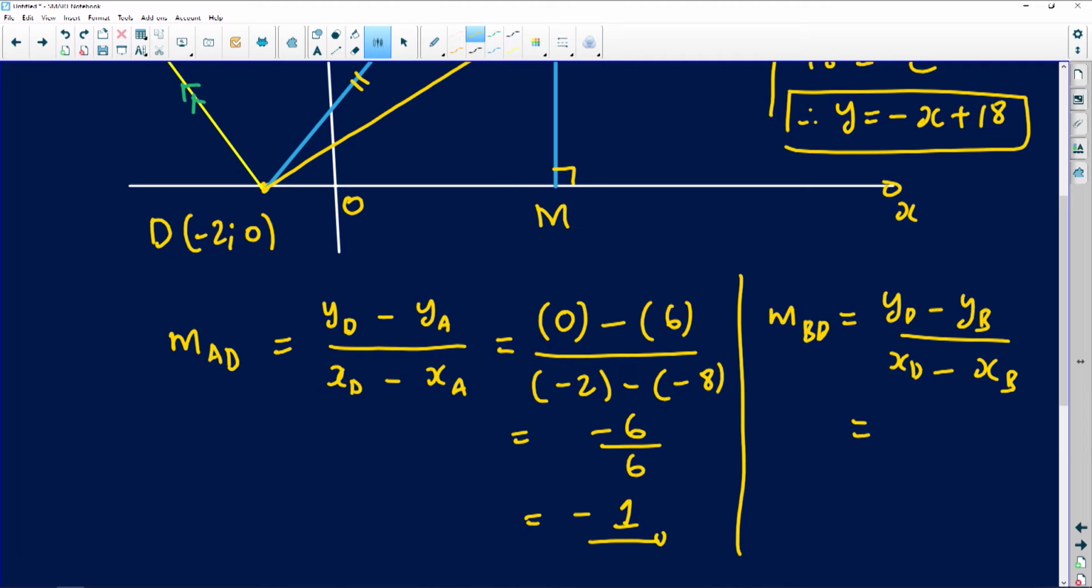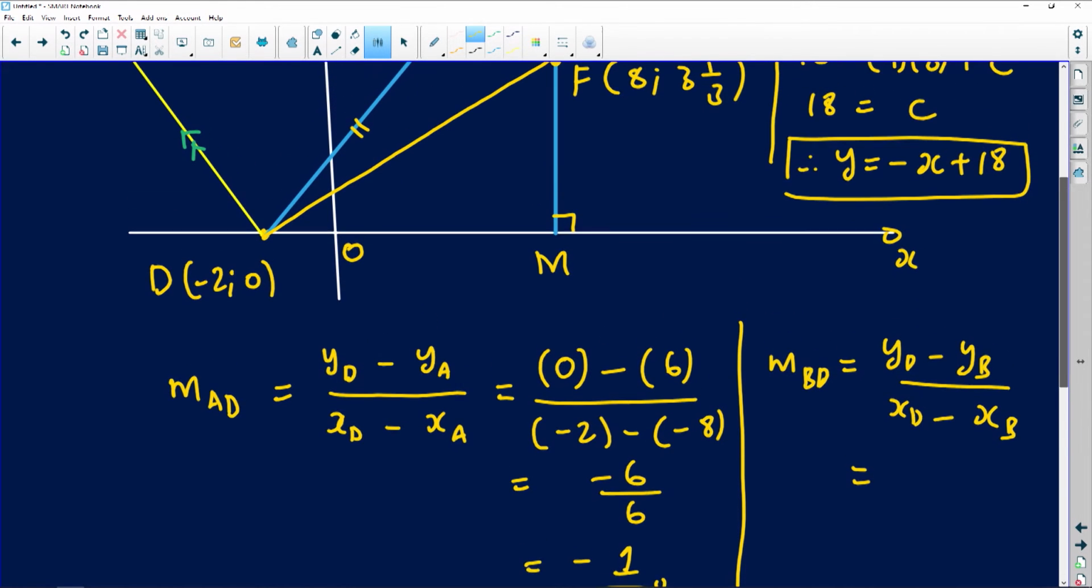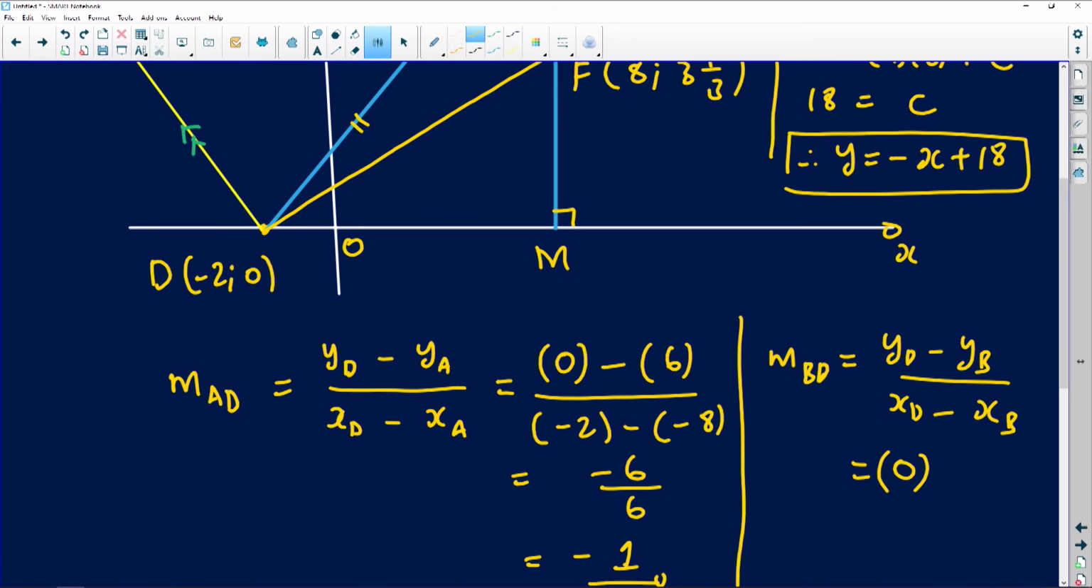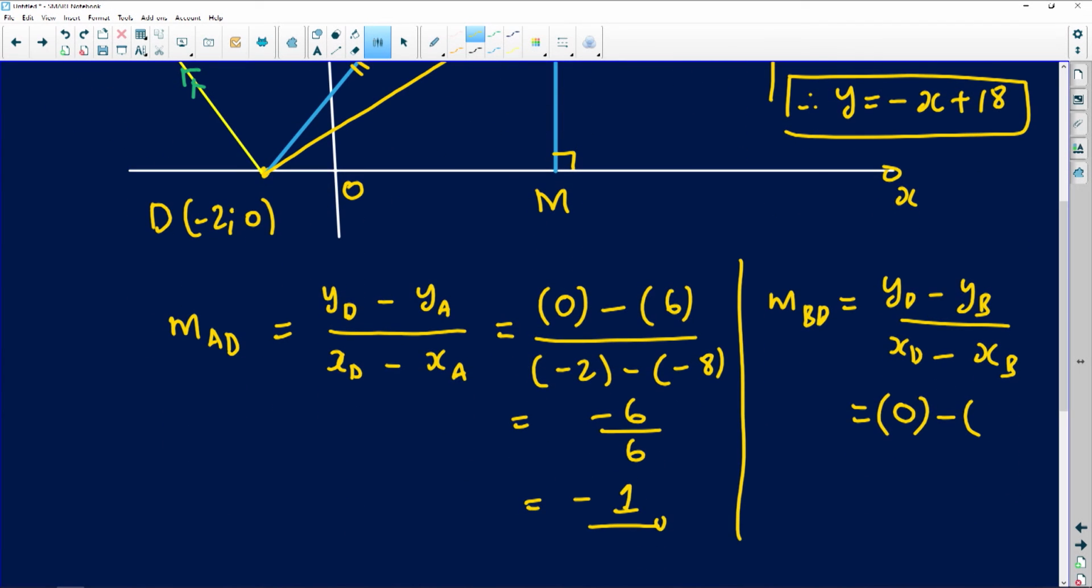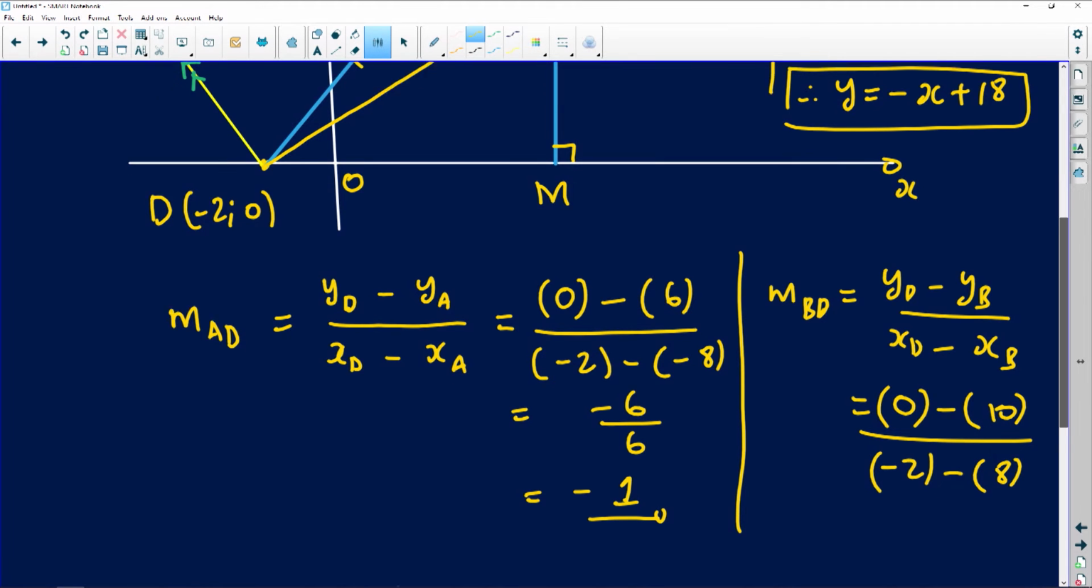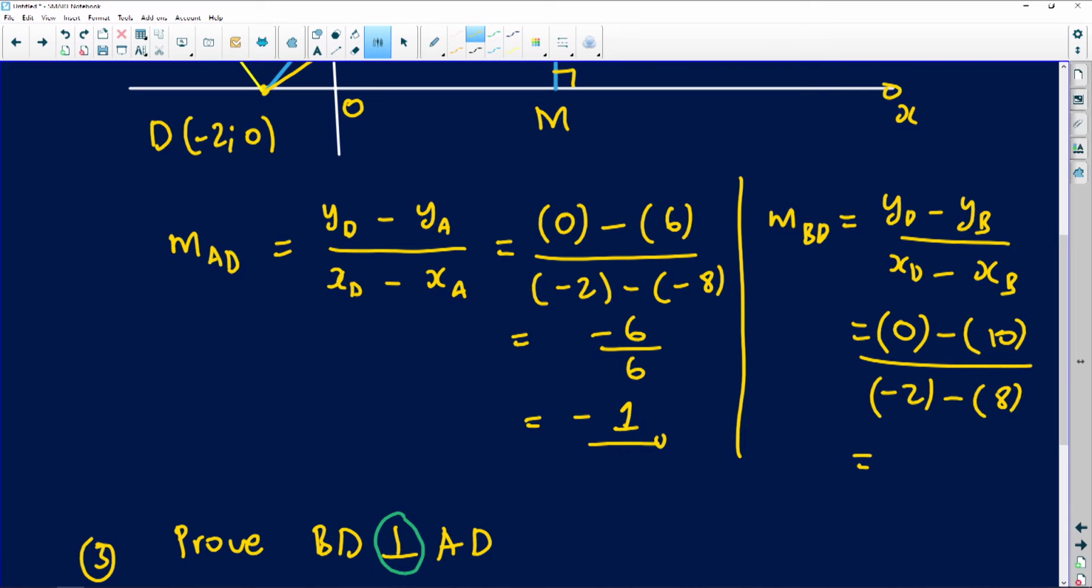So if you look at this and try to do the substitution there, your y value at D is 0 minus the y value at B. You'll notice I use parentheses to avoid confusing myself here. The y value at B is 10, divided by the x value at D, which is -2, minus the x value at B, which is 8. Right, and then if you simplify all this, you end up with a solution of -10 over -10, which gives you an answer of exactly +1.